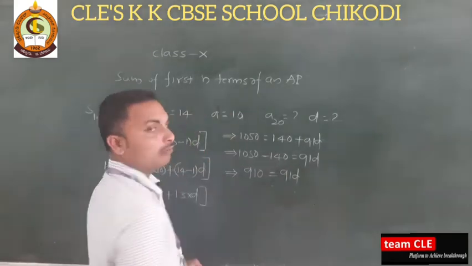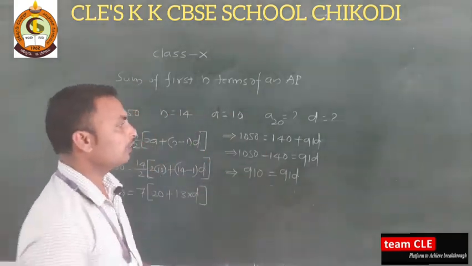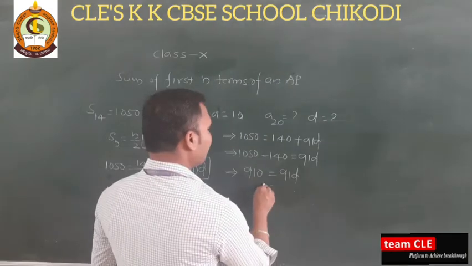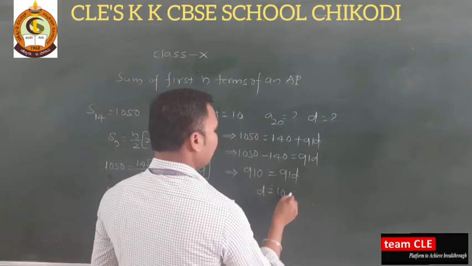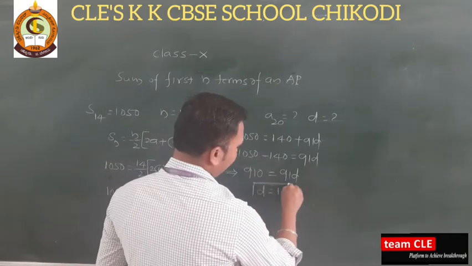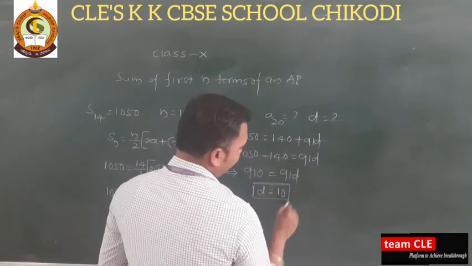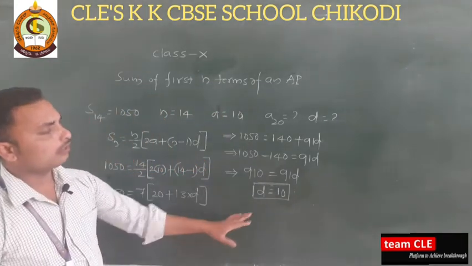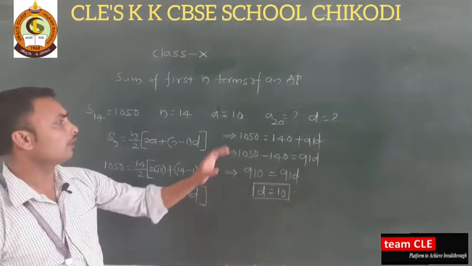So we need the value of D. We don't have D, so we need to calculate D. So D is equal to how much then? D is equal to, we can say, 10. Okay. Now D is equal to 10. Once you got D is equal to 10.